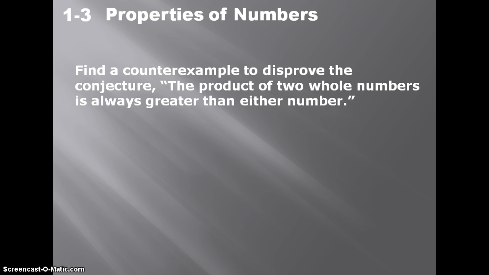times 2 equals 2? So 1 times 2, our whole numbers are 1 and 2. The product is always greater than either number, but if the answer is 2, that is not greater than one of the two multipliers, which was 2. So we've disproved that conjecture.